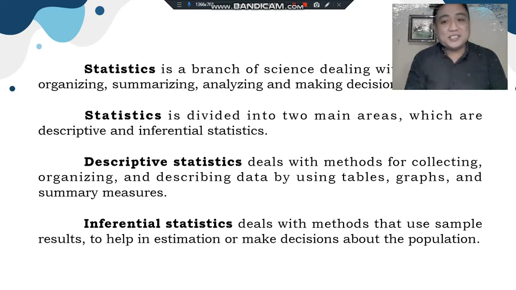Inferential statistics deals with methods that use sample results to help in estimation or make decisions about the population. In our previous subjects, we learned how to compute for the mean and median. Sometimes they are used as standards for the different decision makers to decide on the information. That is an example of inferential statistics.